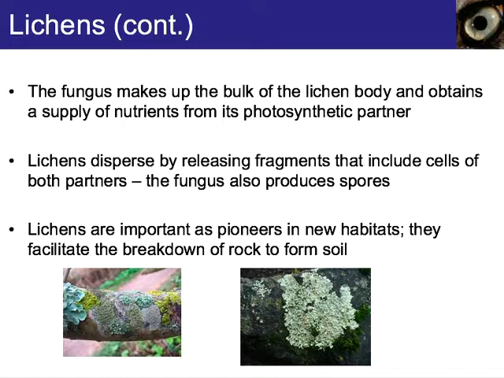So the fungus makes up the bulk of the lichen body and obtains a supply of nutrients from the photosynthetic partner, the green algae. And you've seen these growing on logs in the bayou. The lichens disperse by releasing fragments that include cells from both partners. They are very important as pioneers in new habitats as they facilitate the breakdown of rock to form soil. If you guys remember the succession topics that we discussed in previous chapters.